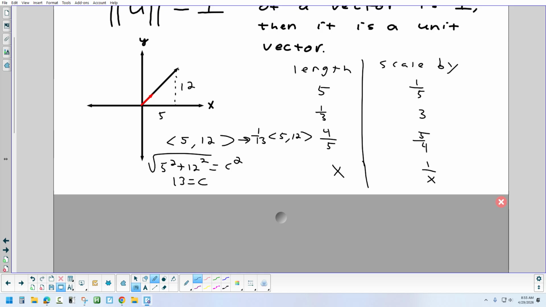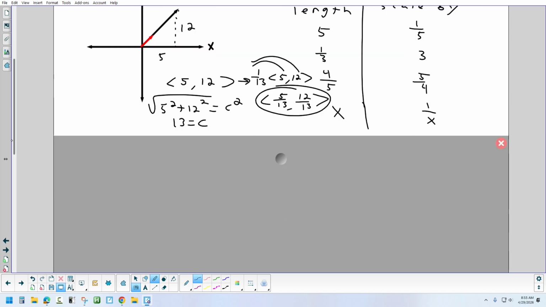So to turn that into a unit vector, you're going to scale it by 1/13. It's kind of like you're going to distribute this 1/13 out to each number. Or in this case, it's really just dividing each number by 13. So the new vector would be 5/13, 12/13. This picture right here is basically what's being represented. You took the vector in black, you scaled it down 13 times smaller to make the vector in red.